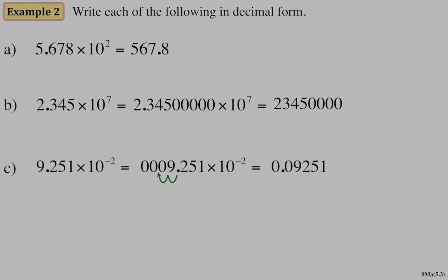And I don't worry about writing that anymore because that just was the instruction to say move the decimal 2 places to the left. There's my answer, 0.09251, which is a small number.